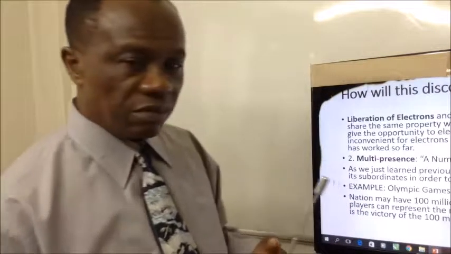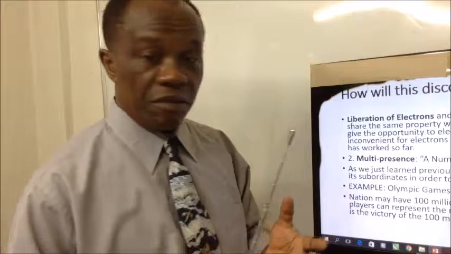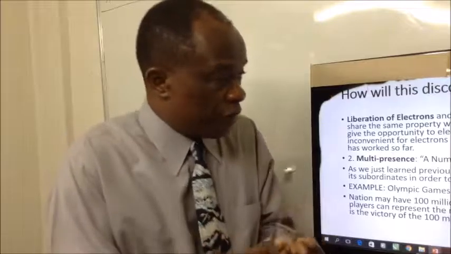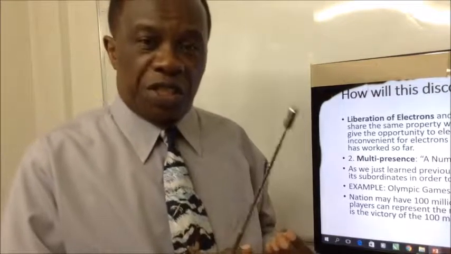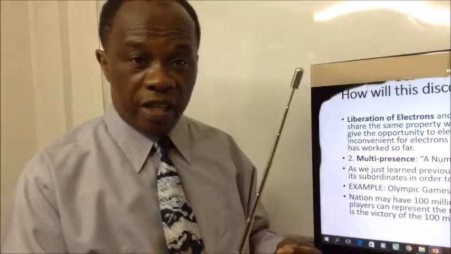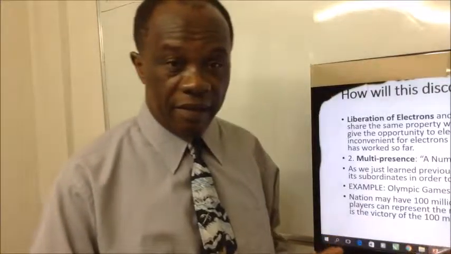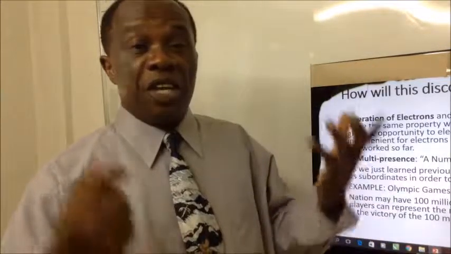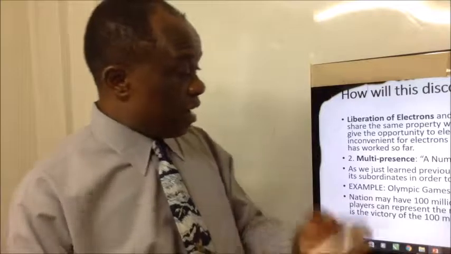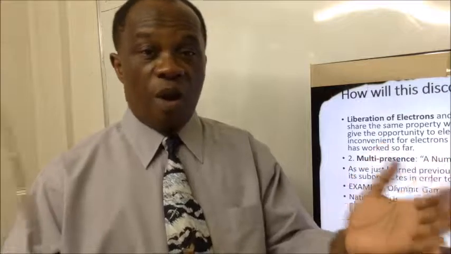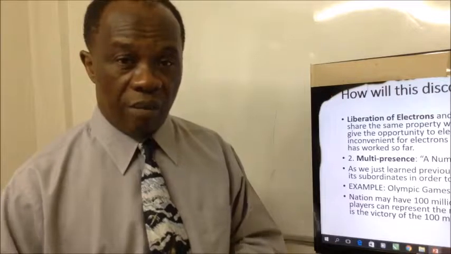Therefore, we have now the possibility. Numbers are going to give the opportunity to the electrons to work efficiently. The electrons will be liberated, because the electrons can be in many places at the same time, and numbers offer that opportunity. You may be asking me how a number can be in many places at the same time. Yes, number can do that.